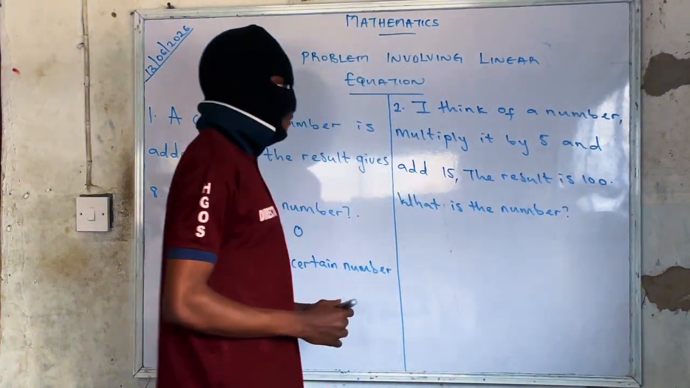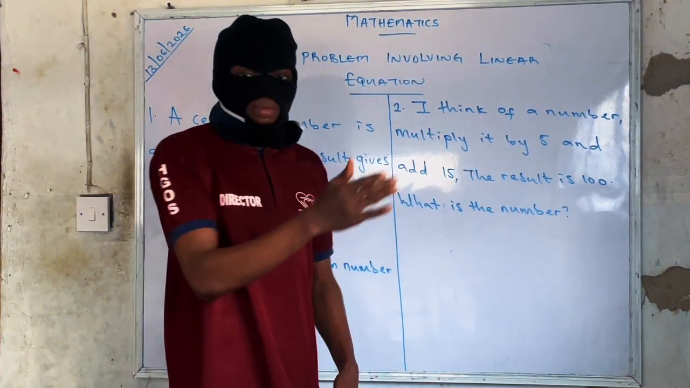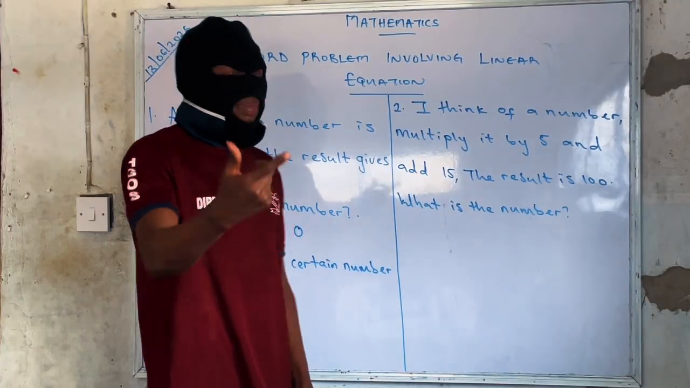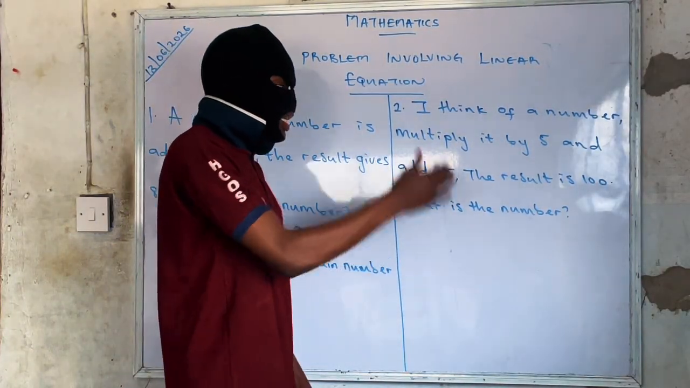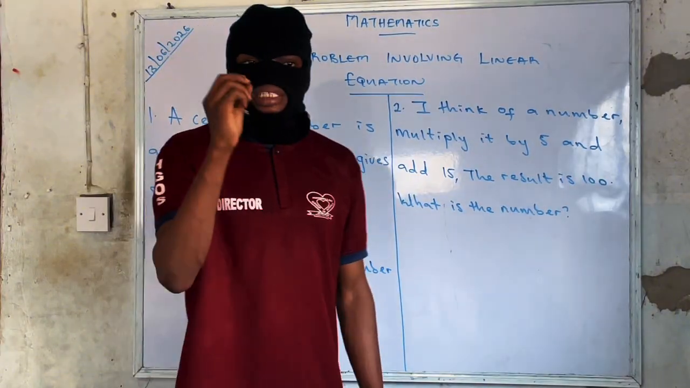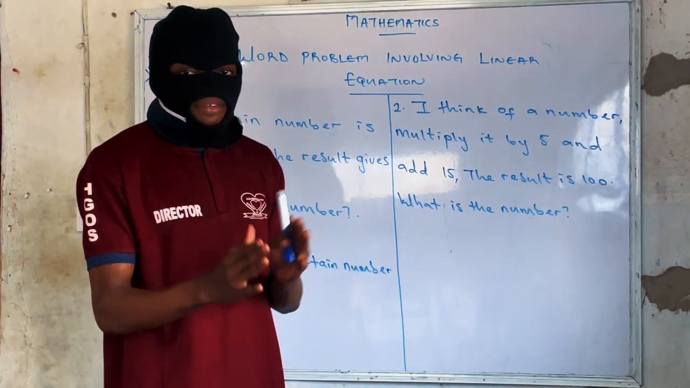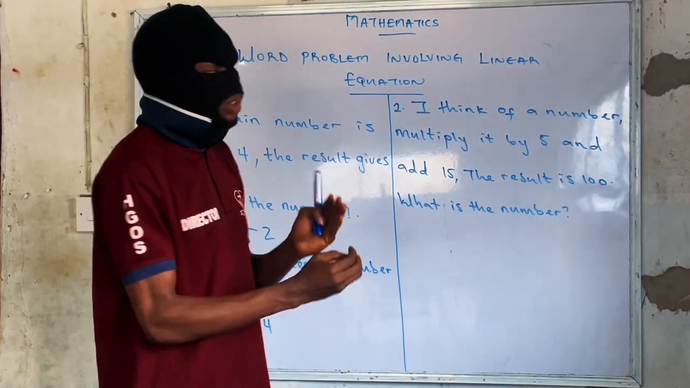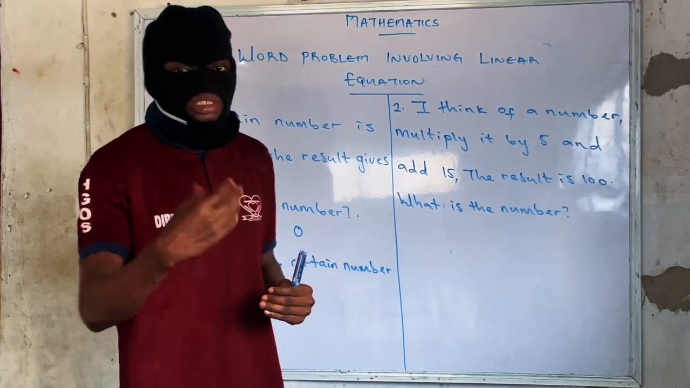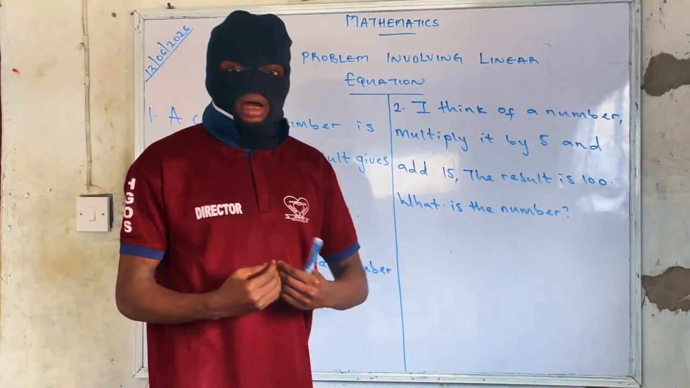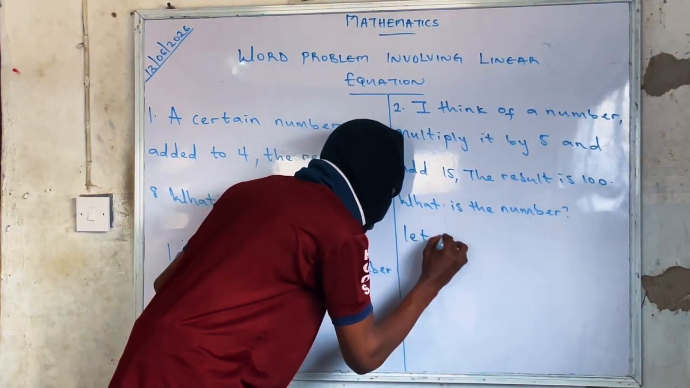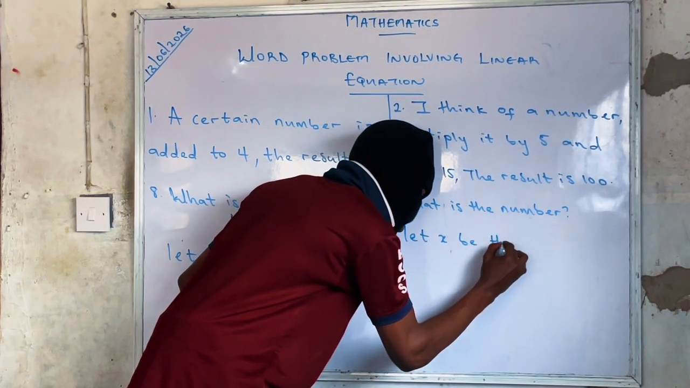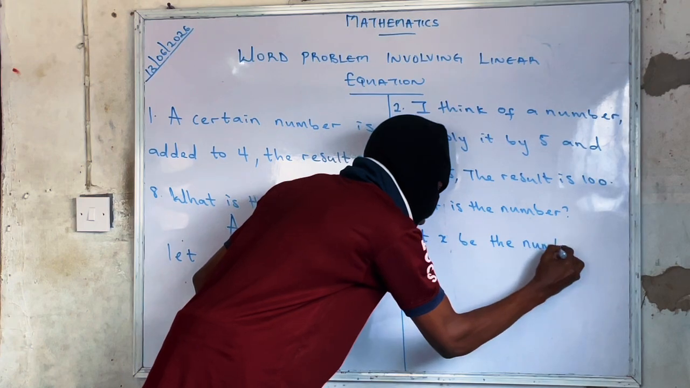The second question. Now look at this. I think of a number, multiply it by 5 and add 15. The result is 100. What is the number? Very, very simple. The first thing you are going to do is make a letter represent the number, because we don't know the number. You understand? Now, let's say that x is the number. Let x be the number.